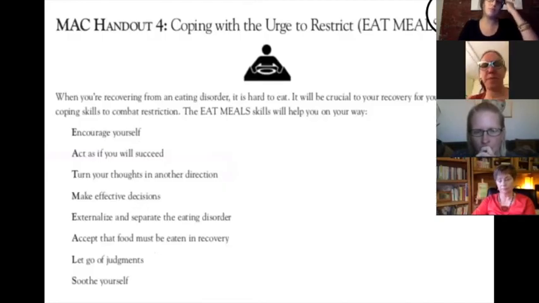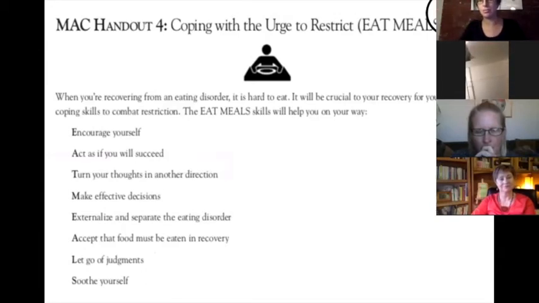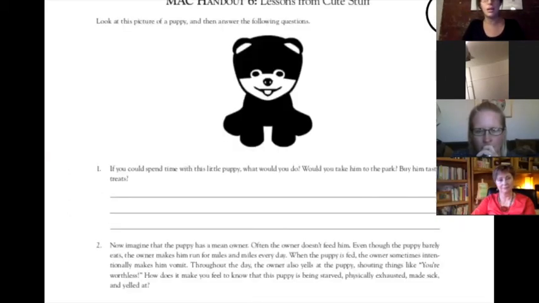This is from the MAC collection. It's a DBT-esque acronym with skills in it. It's called Eat Meals. And so each of these lines is a specific skill that's discussed in more depth in the manual and in the handouts. This is just a little excerpt.